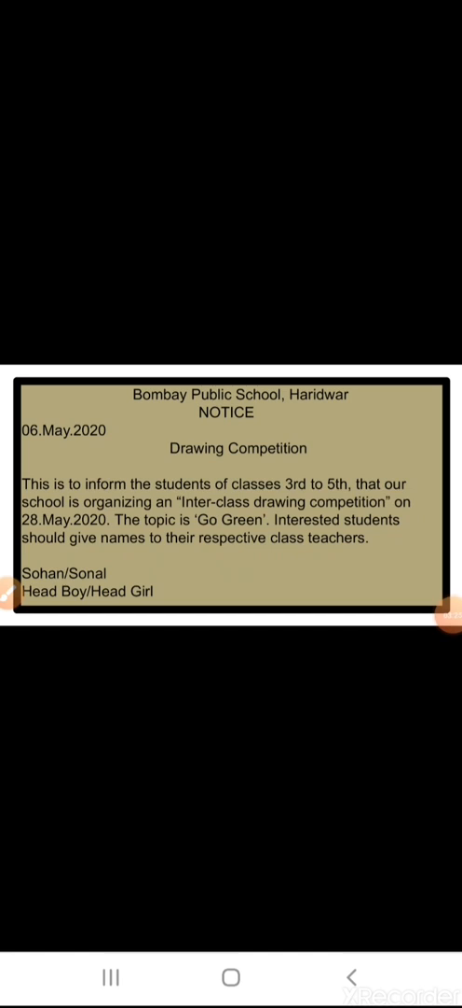Again, I am reading the notice. First of all, you have to write down the name of the school, then the word notice in block letters or capital letters. Then you have to write down the date. Then you have to leave one line and give the appropriate heading. What heading? Drawing Competition. This notice is related to a drawing competition, so the heading is Drawing Competition. Now, all the relevant details what we have to mention.